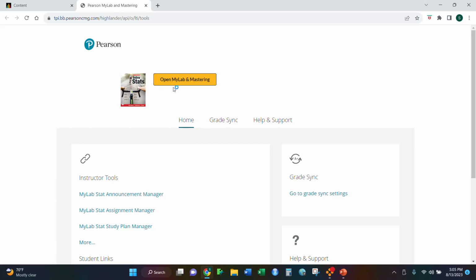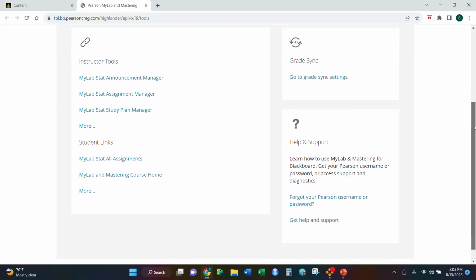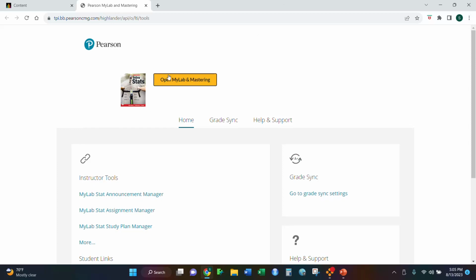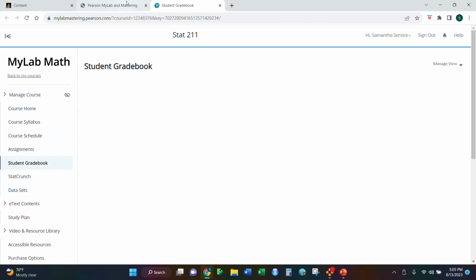Okay, so mine doesn't look exactly the same as yours, but you will see something that looks like this that says Open My Lab and Mastering. You'll select it, and the first time you try to do this, it will prompt you to create a username and password. After that, you'll see what I see, where you just have to hit Open My Lab and Mastering, and your course will pop up.